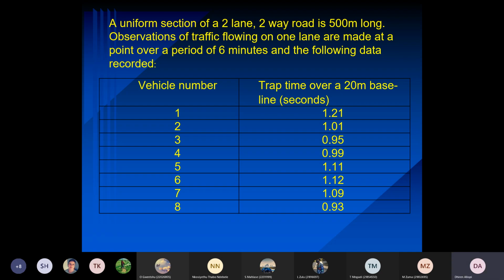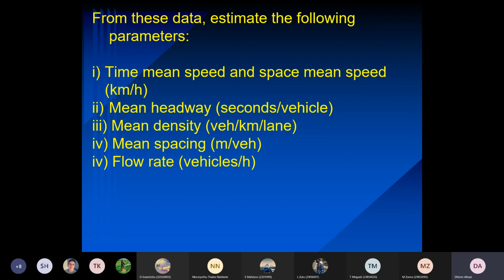So that was a typical question given to you. And from there, you were required to estimate the following parameters, namely the time mean speed and space mean speed. And note the examiner has specified kilometers per hour. The mean headway, your mean spacing in meters per vehicle, and then finally your flow rate in vehicles per hour. So you need to take note of that. And if you don't give your answers in those units, then obviously you're not going to get full marks.